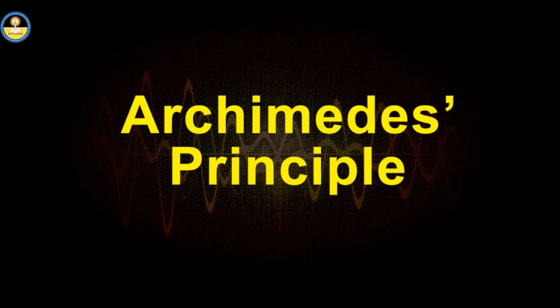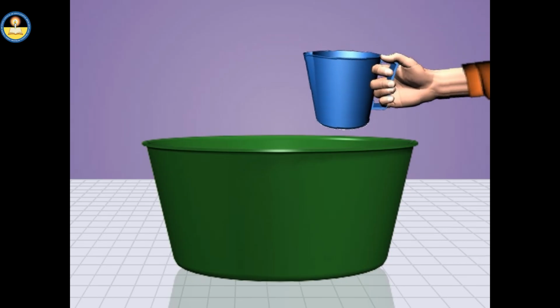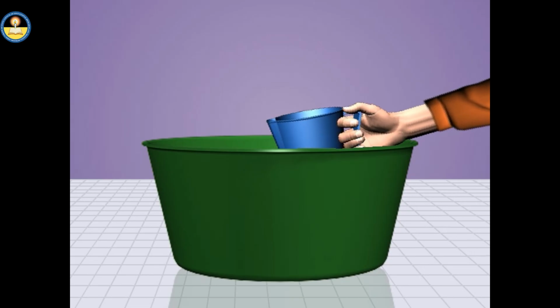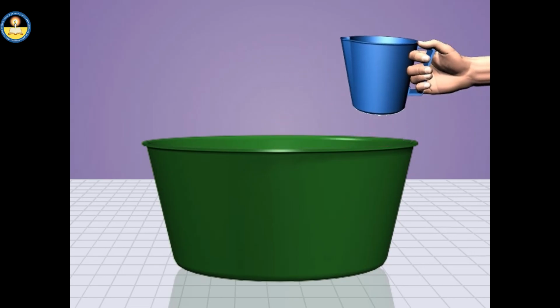Archimedes' principle. A mug of water appears lighter to lift when it is underwater and appears heavier when lifted above the water surface.